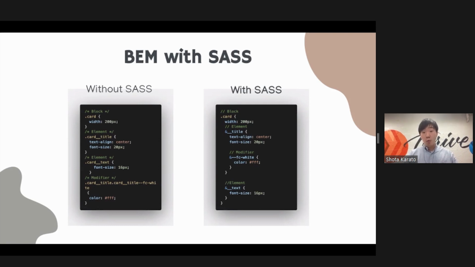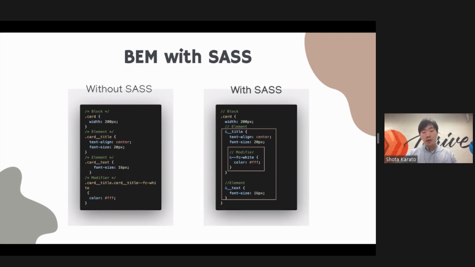At the top level, we have this block called card. And any element and modifier that belongs to that block comes inside of this block. So just like this. And in this case, we have a modifier for this element called title. So this modifier is actually defined inside of this element called title, like this. So this is what the nesting feature of Sass is all about.